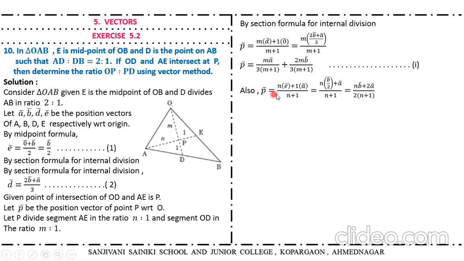Also, P bar is equal to (n E bar plus 1 A bar) upon (n plus 1). Now we use this, as P divides AE in the ratio n:1.